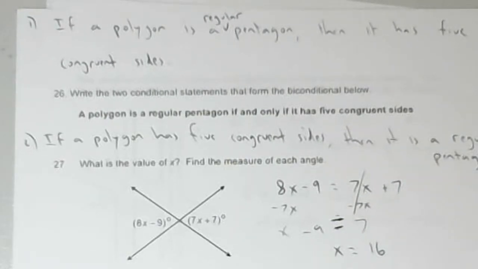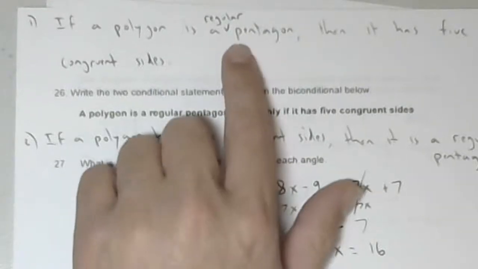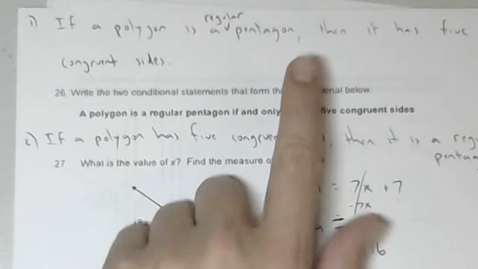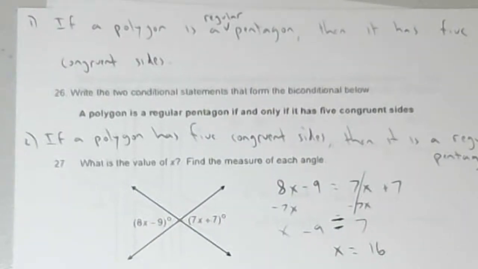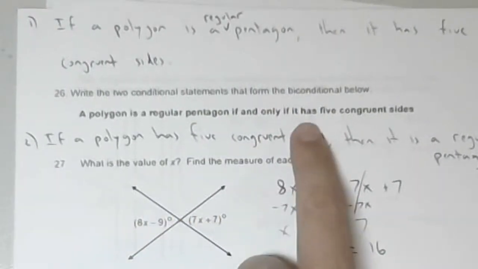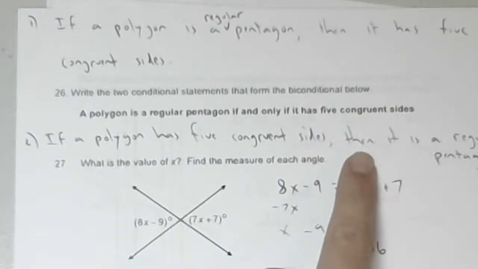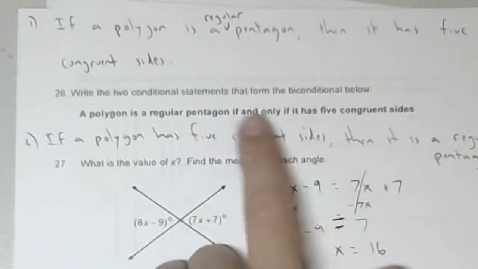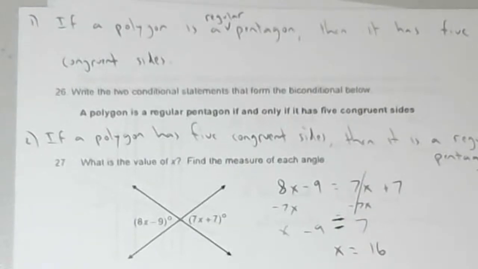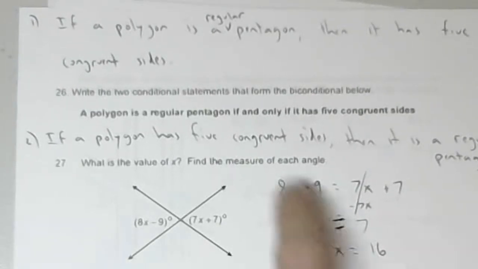Write the 2 conditional statements that form the biconditional below. So now we're parsing out the 2 conditional statements from the definition. A polygon is a regular pentagon if and only if it has 5 congruent sides. If a polygon is a regular pentagon, then it has 5 congruent sides. That's one. The other is, if a polygon has 5 congruent sides, then it is a regular pentagon. It's sort of like the converse. It is the converse. The converse is true.